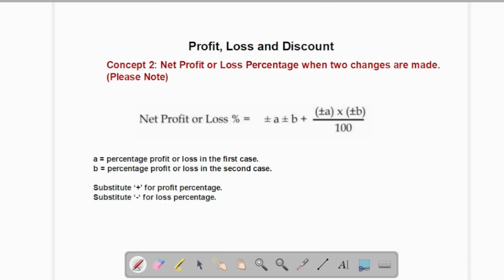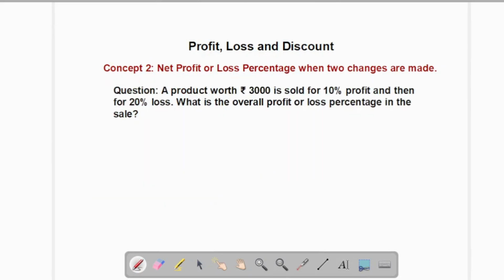Now let us see an example of this formula. Here is a question which says that a product worth rupees 3,000 is sold for 10% profit and then for 20% loss. So what is the overall profit or loss percentage in the sale? Here in this case, my A is equal to plus 10 since it's a 10% profit, and B is equal to minus 20 since it's a 20% loss.